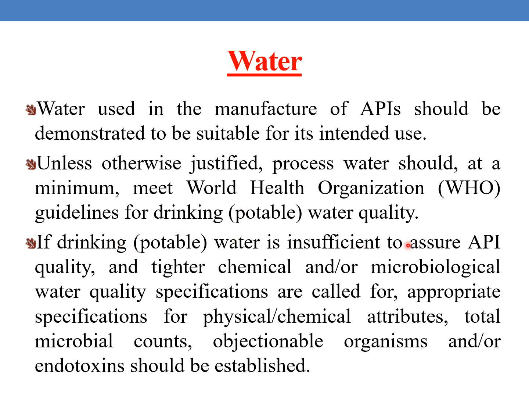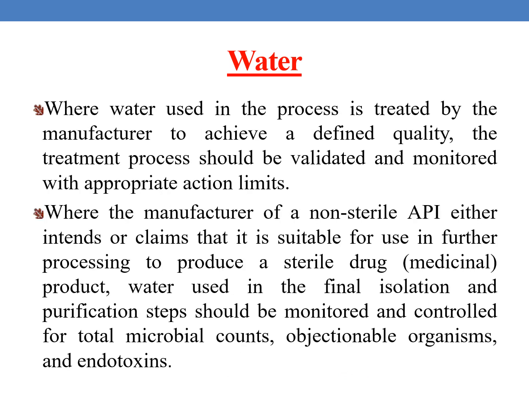If drinking water is insufficient to assure API quality and tighter chemical or microbial water quality specifications are called for, appropriate specifications for physical and chemical attributes, total microbial counts, objectionable organisms and endotoxins should be established. Where water used in the process is treated by the manufacturer to achieve a defined quality, the treatment process should be validated and monitored with appropriate action limits.